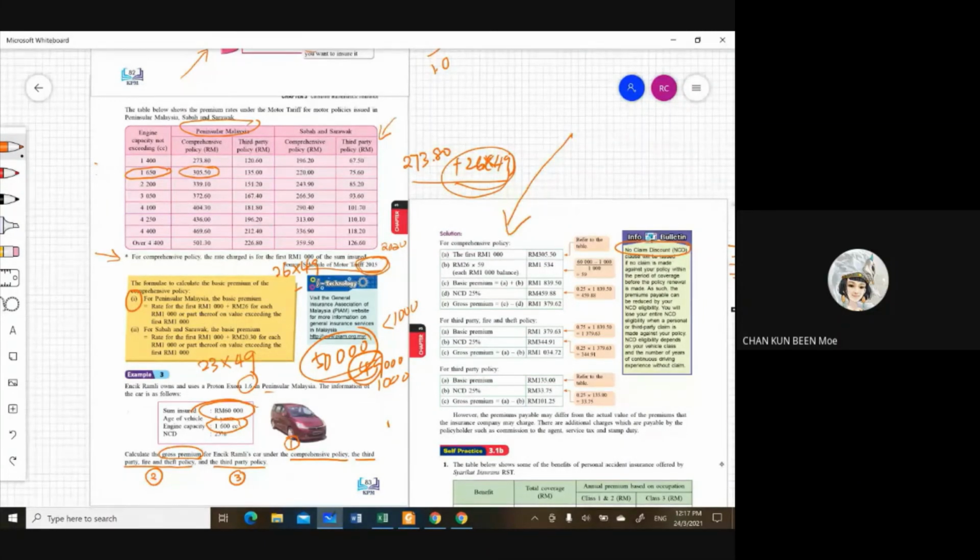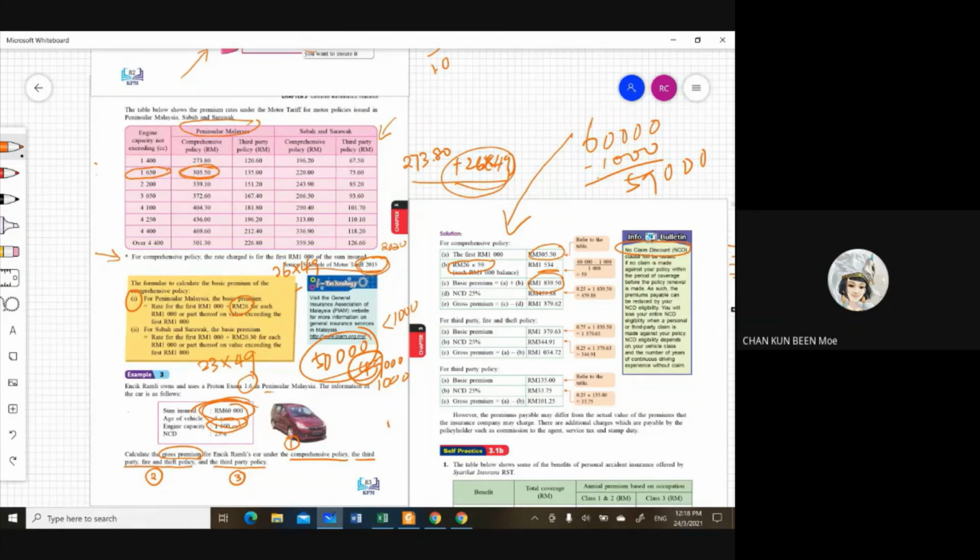For the first 1,000 is 305.5 from the table given. And then because the sum assured is 60,000, the first 1,000 is already deducted, you still have 59,000 to go. So it's 59 multiplied by 26 ringgit like I showed you just now, because 26 is the fixed price already. So the answer is 1,534 over here. After that, when you add up these two, it is 1,839.5.